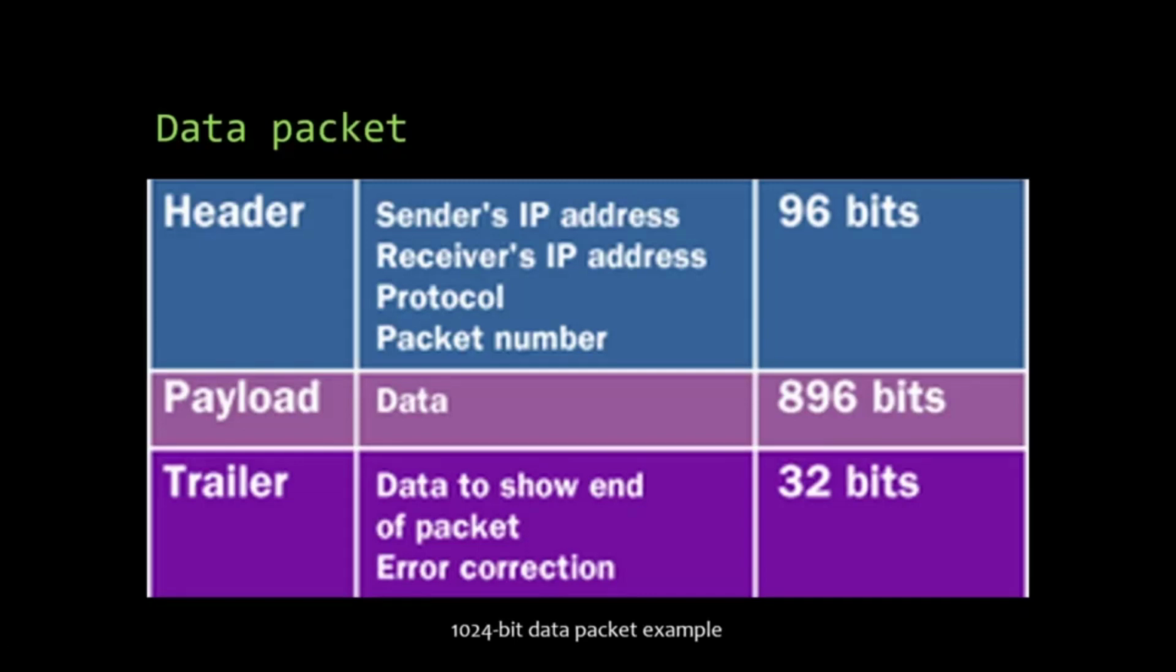And then there's the trailer, which would be some piece of data at the end to show the end of the packet, and also some hash or hash sum, as it's called, for error correction to verify that the integrity of the packet has not been breached during the transfer protocol.